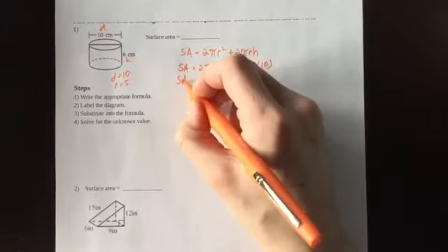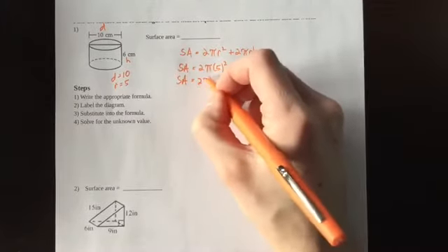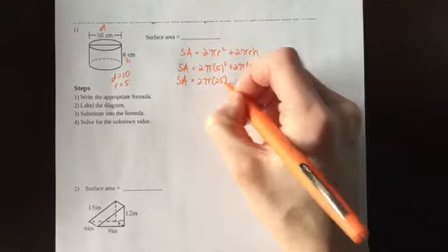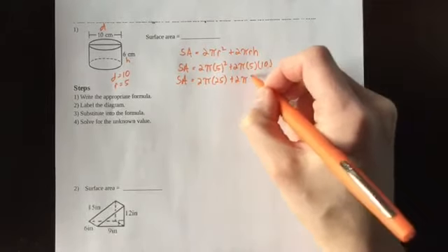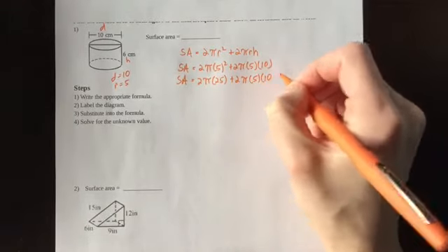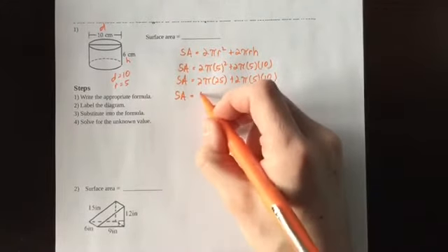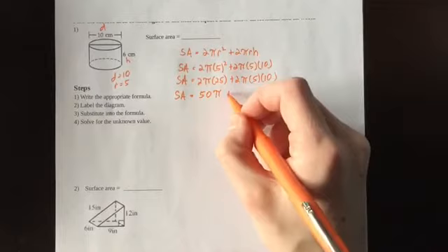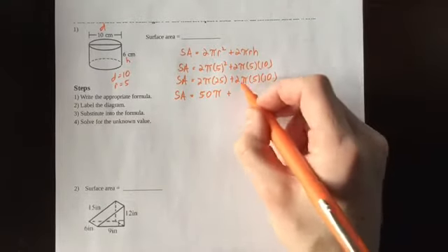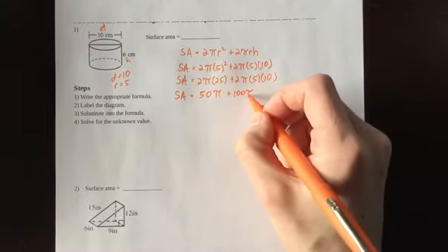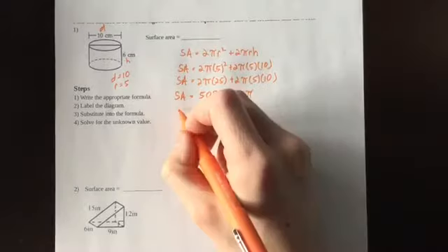Order of operations, we'll do our exponent first. 5 squared is 25. Now we'll do all our multiplication. 2 times 25 is 50, so we got 50 pi. 5 times 10 is 50, times 2 is 100. 100 pi. These are like terms, so we can add them.